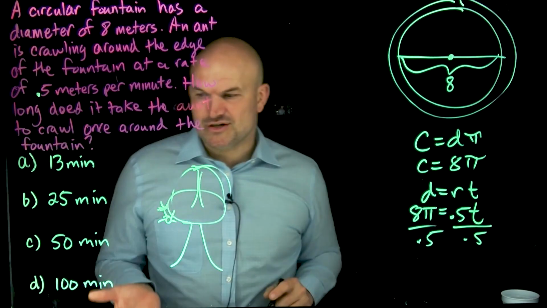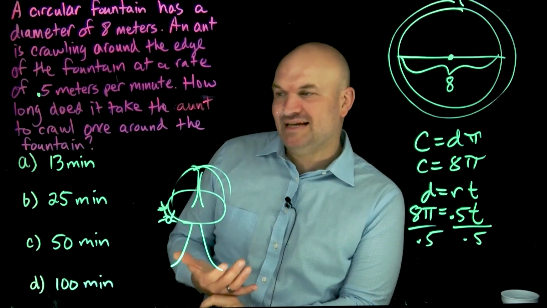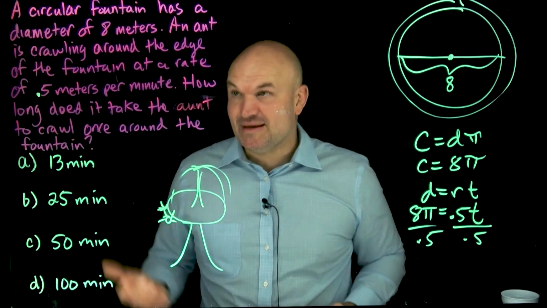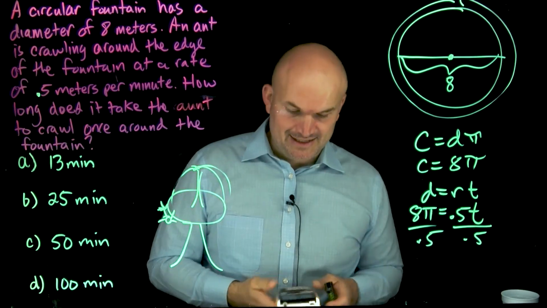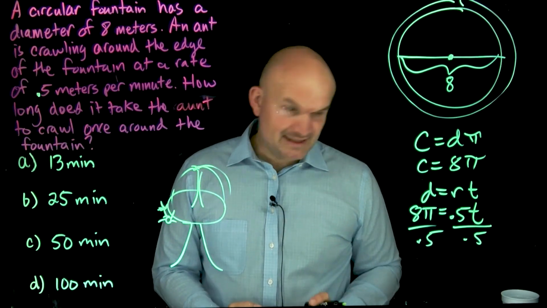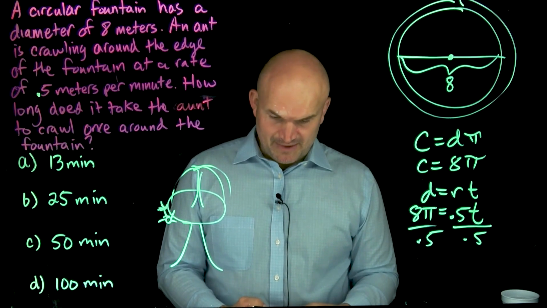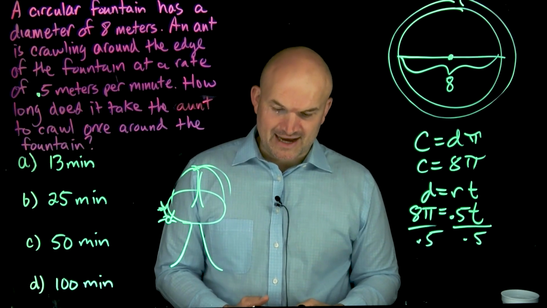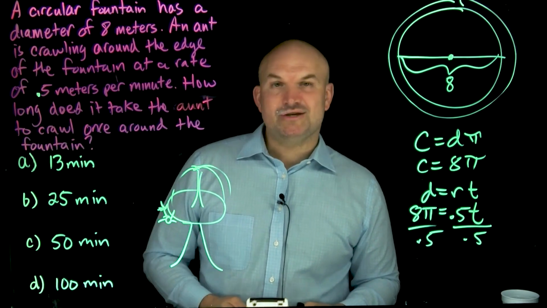Now I look at my answer choices and I'm like, oh no, my answer choices are not in terms of pi. So what that means is now I need to either approximate, because these are all rounded numbers, or I can use my handy dandy calculator. In this case, I'll just go ahead and type this in. So 8 times pi divided by 0.5. And I get 50.26, which you can see is going to be approximated down to answer C.